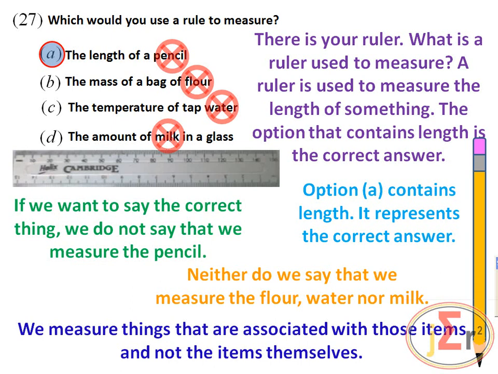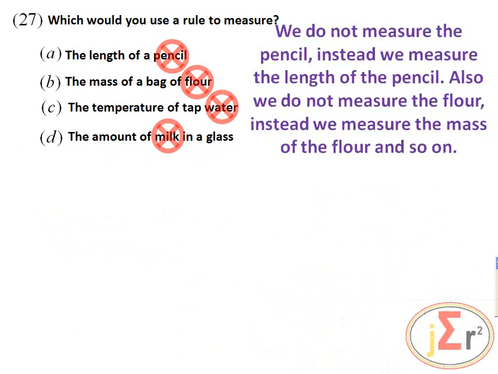And the correct thing, instead of amount, what we should really have there is the volume of the milk, which is the amount of space occupied by the milk inside of the glass. So the volume is the amount of space that is occupied. And that is what we are measuring about the milk that is in the glass. We do not measure the pencil. Instead, we measure the length of the pencil. Also, we do not measure the flour. Instead, we measure the mass of the flour, and so on.